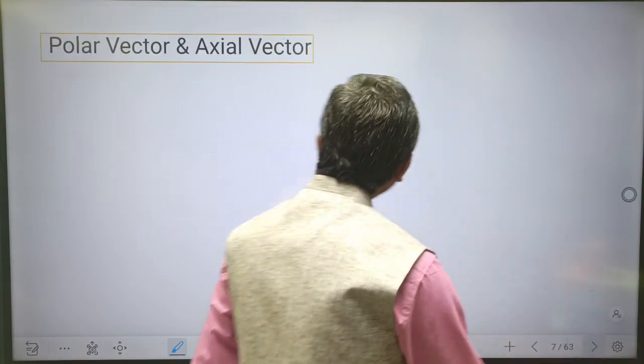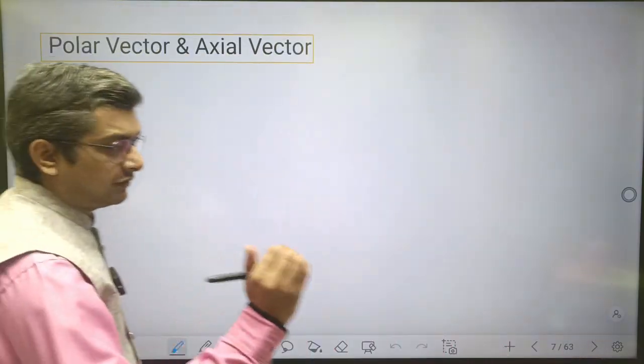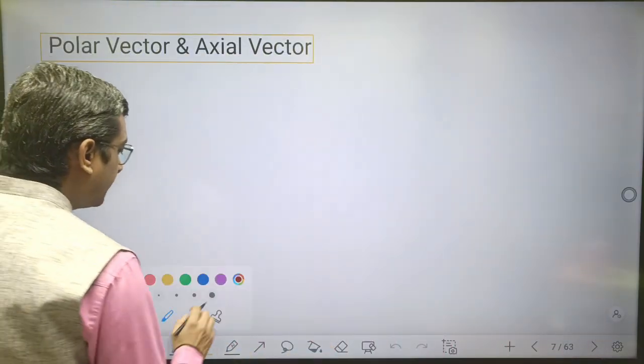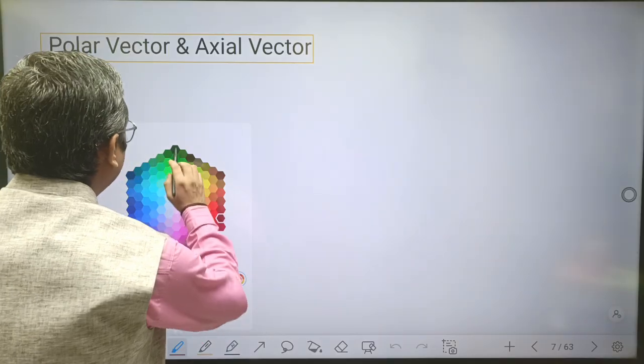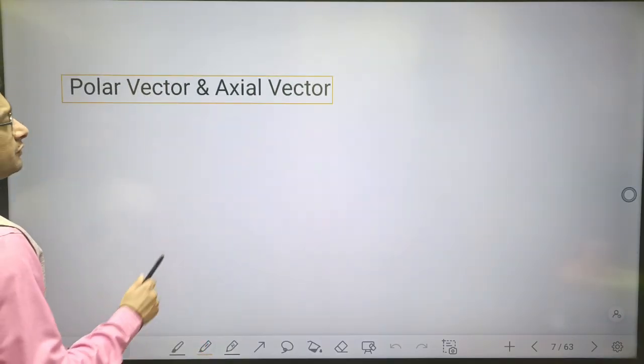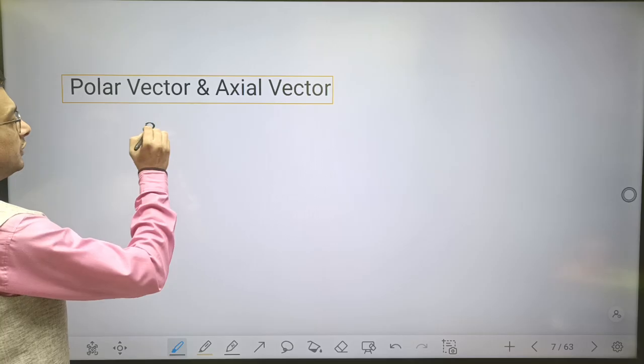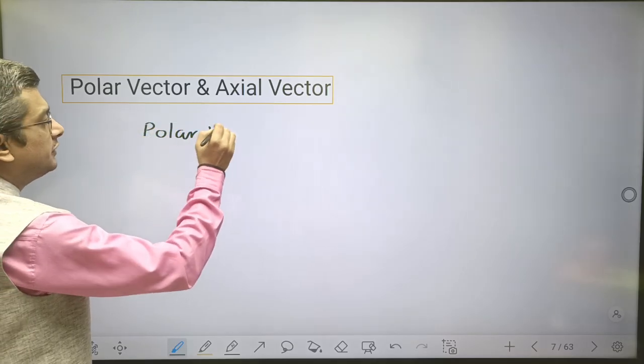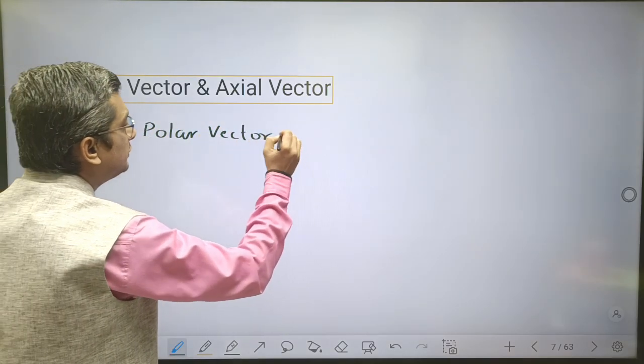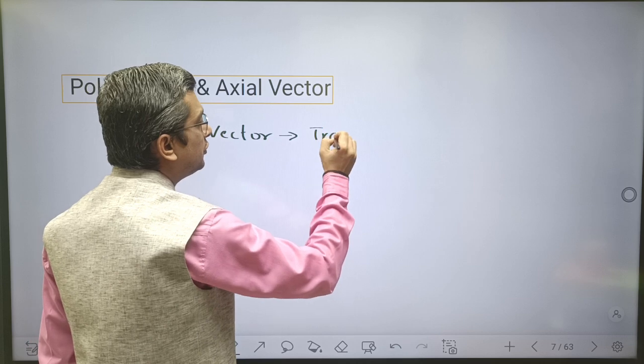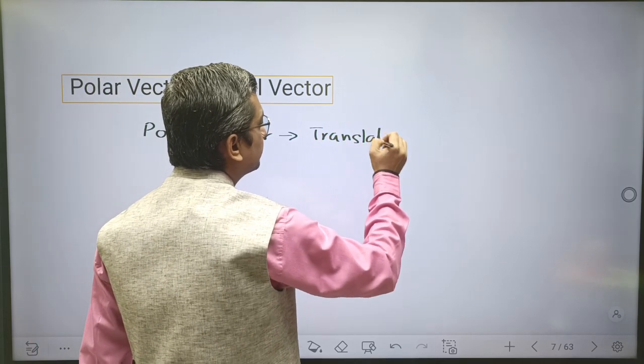Next, polar vectors and axial vectors. So dear student, as far as NEET physics is concerned, you have to know just one thing: polar vectors are associated with translational, or you can say linear quantities.